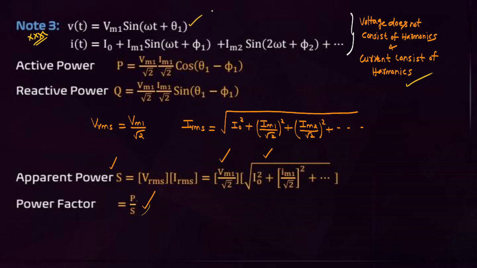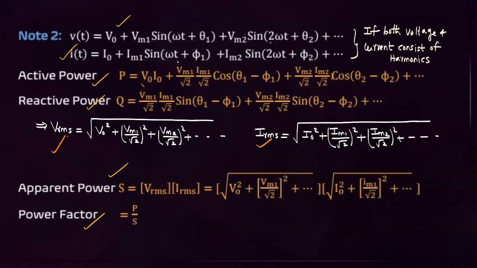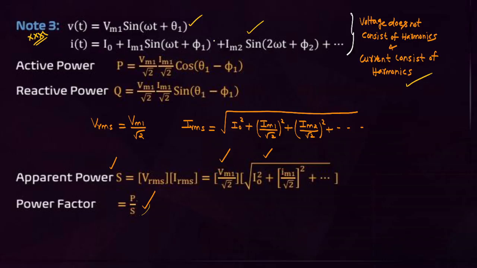Voltage does not have harmonics, only current is having harmonics. When both voltage and current have harmonics, apply like this. But here only current is having harmonics, voltage does not have harmonics. Then how to calculate active power, reactive power? Vrms is Vm1 by root 2. This is Irms. Then apparent power and power factor.